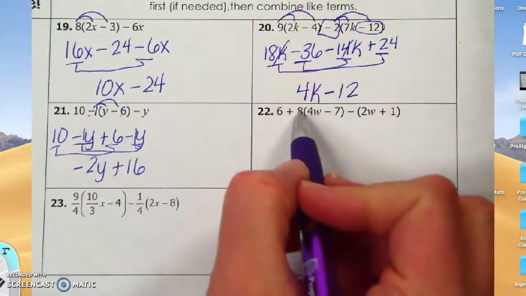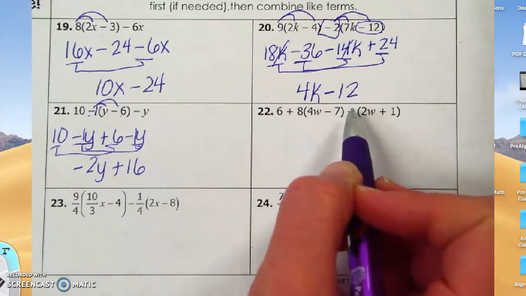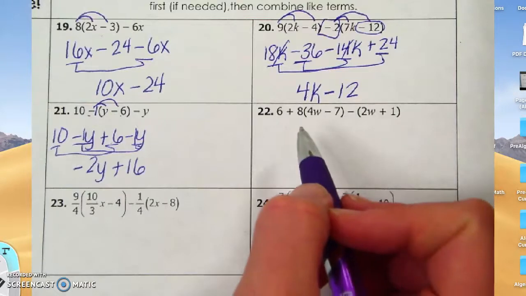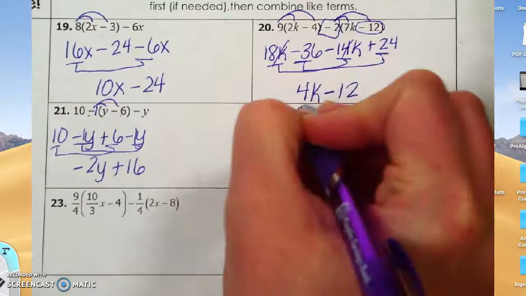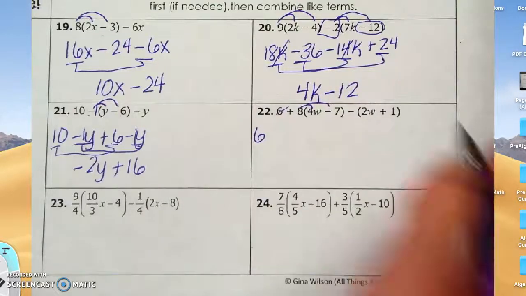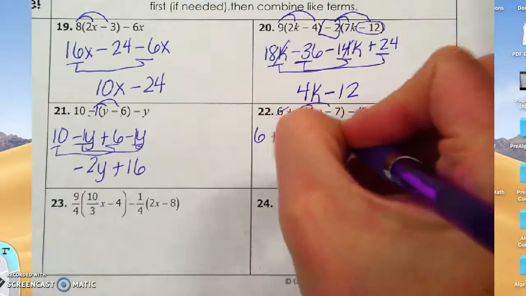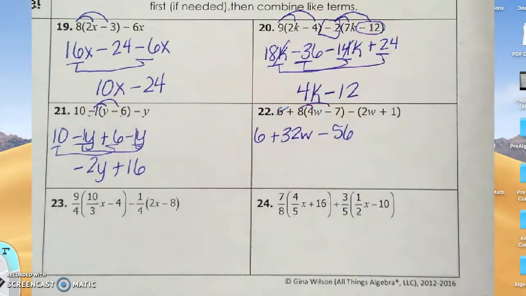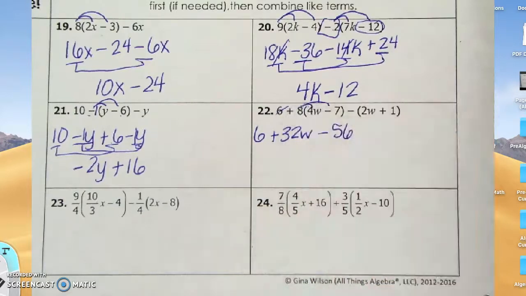22, the biggest mistake is people make this a 14 and then they distribute 14. Order of operations says you have to multiply before you add. So the 6 just comes down and then you multiply an 8 through. So plus 32w minus 56. So you have to multiply before you can add or subtract. So make sure you don't combine those first.